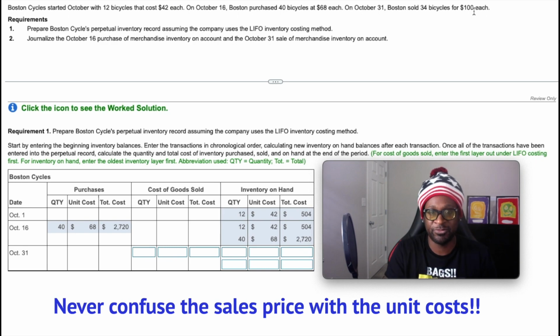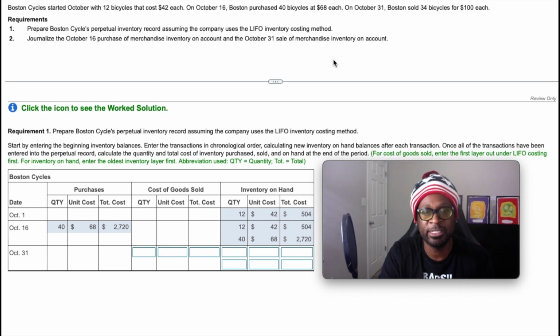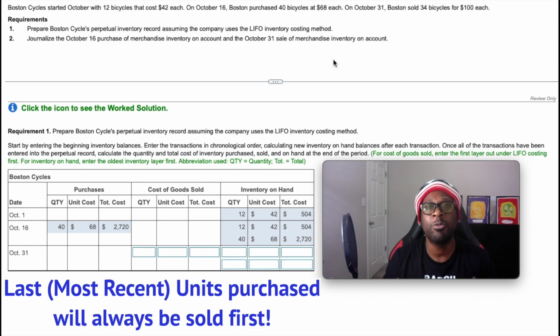So don't get confused. What they want to know is, of those 34 bicycles we sold, how much did they cost us? And how are we going to find that out? By utilizing LIFO, gang. So we know we have 34 units that we have to account for, but we first have to identify which ones came out first. And since we're practicing LIFO, all 34 units are going to come out of the last purchase.